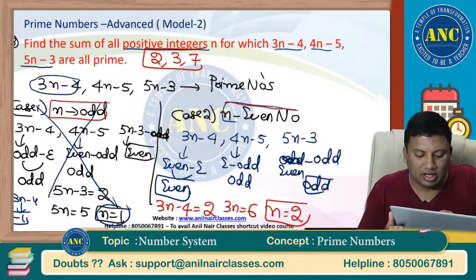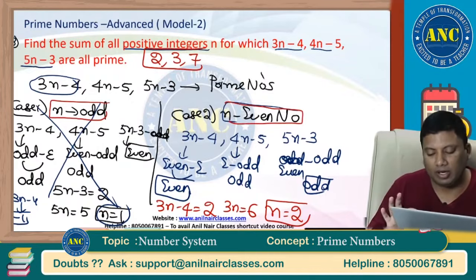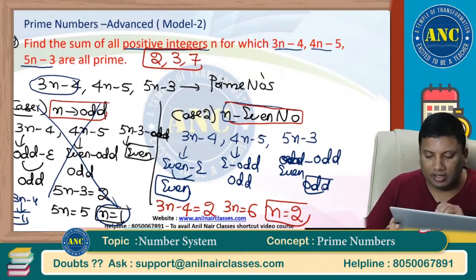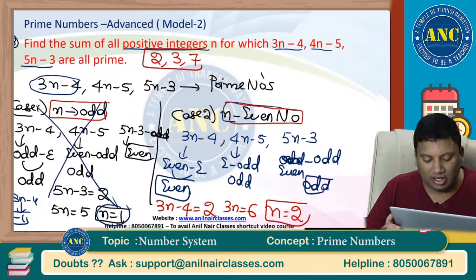N is an odd number. N is an even number. If I take an even number, for example, 4n minus 5, even into even, 5 is an odd number, even minus odd, it is odd.